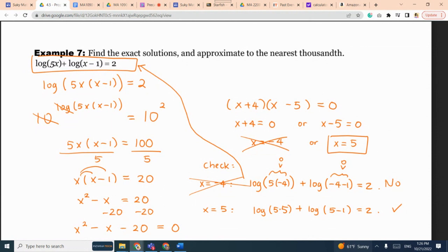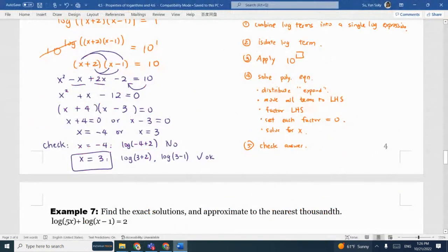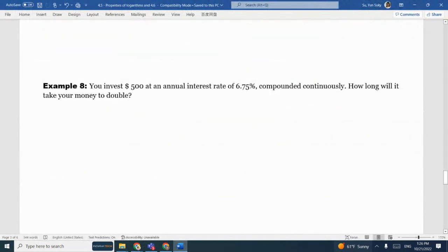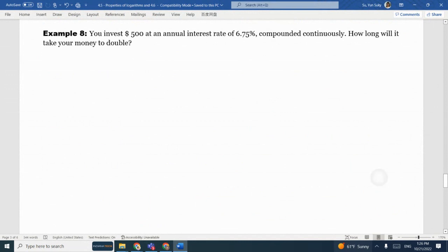Any questions? You all understand? For this problem? Okay. Good. So if you have questions, feel free to let me know. And also your homework. If you have questions, print screen your questions and email them to me.